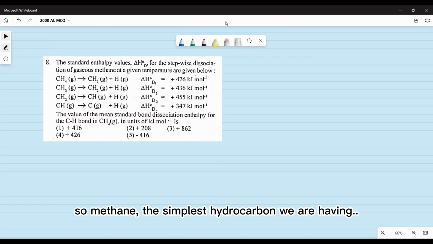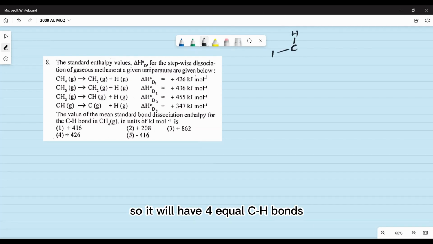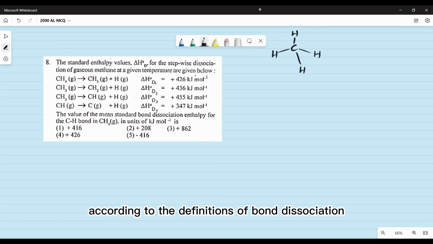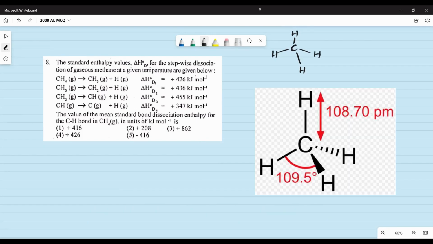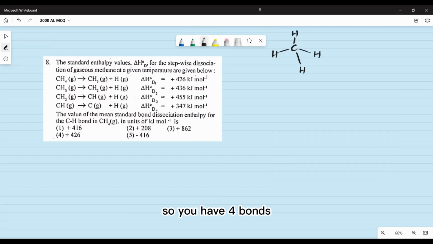So methane, the simplest hydrocarbon, will have 4 equal CH bonds. However, according to the definition of bond dissociation in the enthalpy lesson, you are allowed to break only one bond at a time. So only one bond at a time. Even though the 4 bonds are equal, when you are breaking them one by one, you can see the values are different. And there is a reason, because we are doing it one after the other.